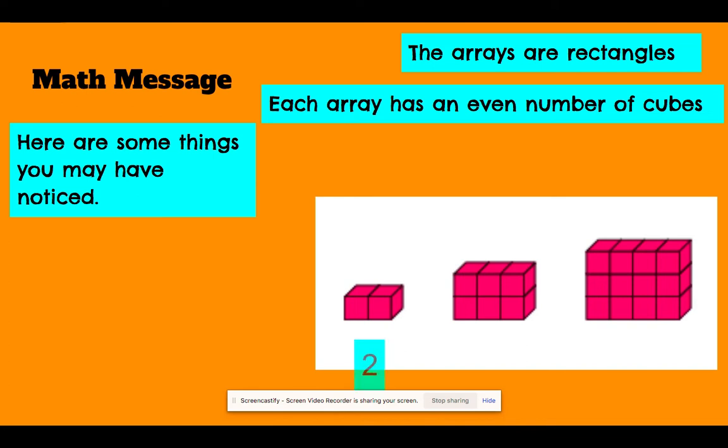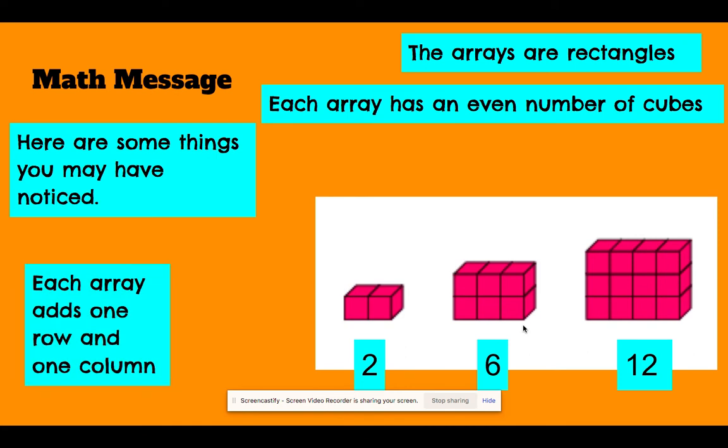So, for example, this first rectangular array has two cubes here. This one here has six. If you count them up, there would be six. And this one has 12. So all of these have an even number of cubes.